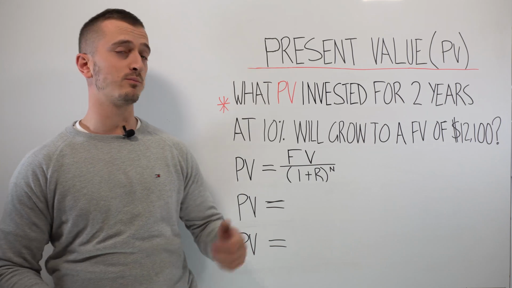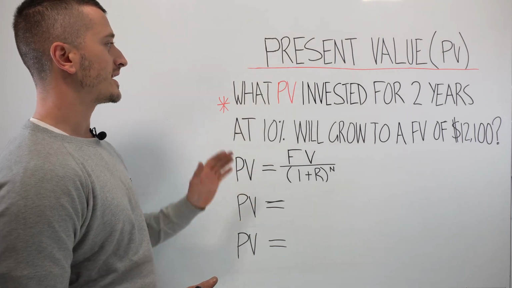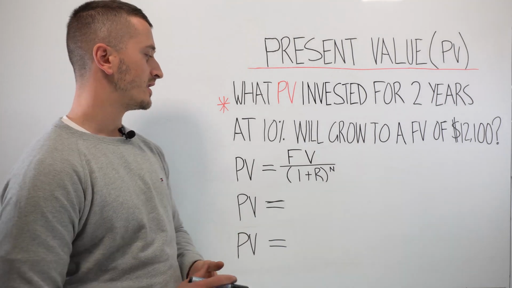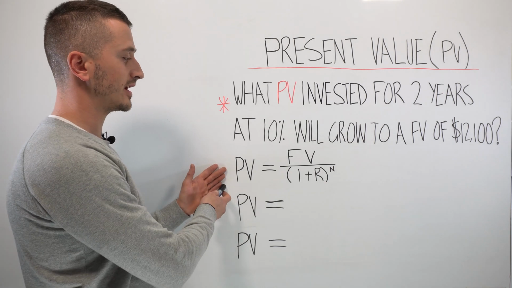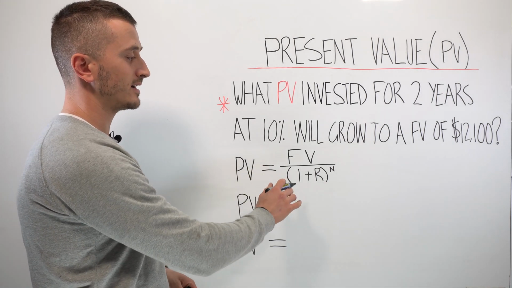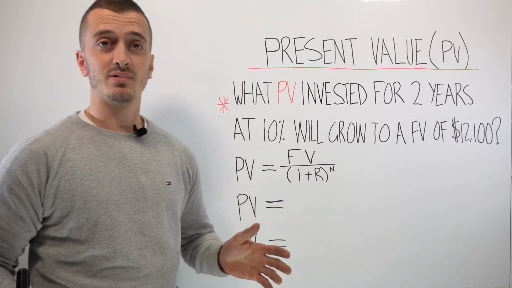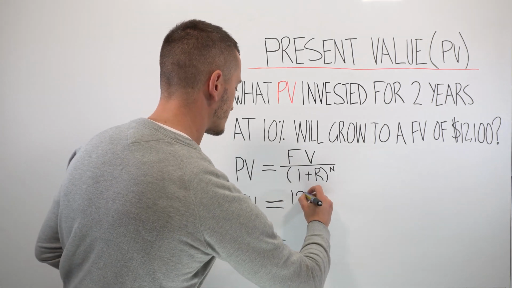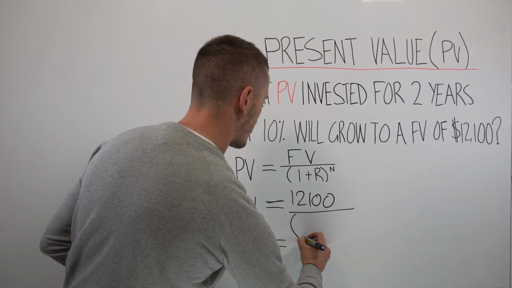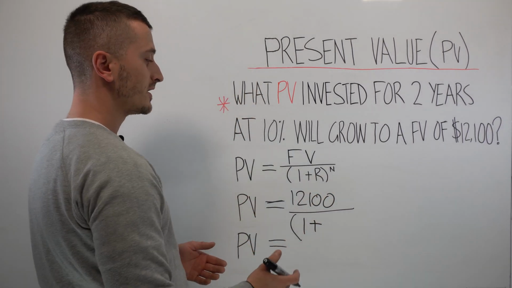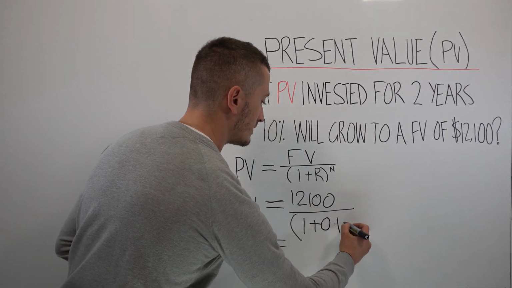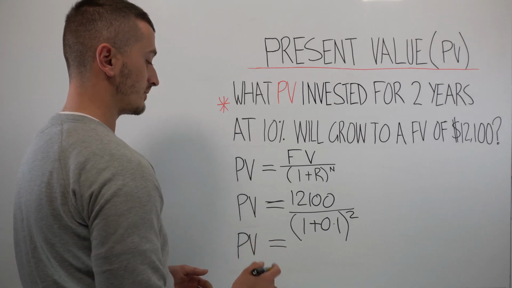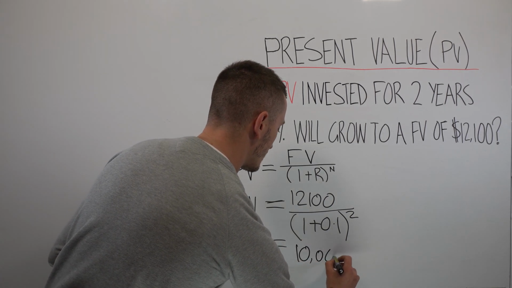Alright guys, what we're going to do now is solve for present value using the formula. The question I've got for you is, what present value invested for 2 years at 10% will grow to a future value of $12,100? To do this, we're going to use the following formula: present value equals future value divided by (1 plus r) to the power of n, in parentheses. So we're just going to plug in the gaps. Present value equals future value, which is our $12,100, divided by (1 plus r), which is 10%, and as a decimal, again, 0.1, to the power of n, our 2 compounding periods. If you compute this through your calculator, you should come to your present value of $10,000. And it's as simple as that.